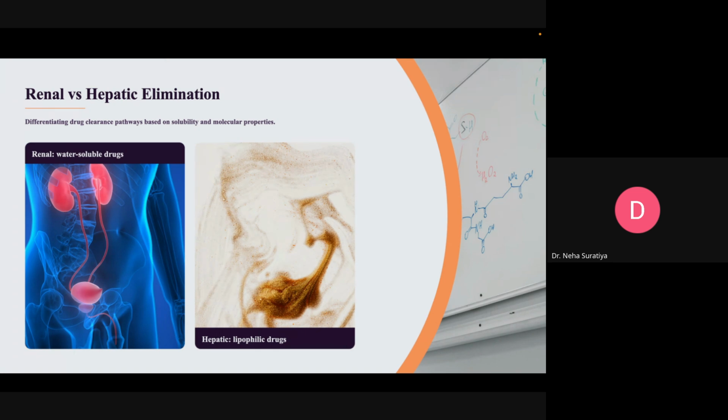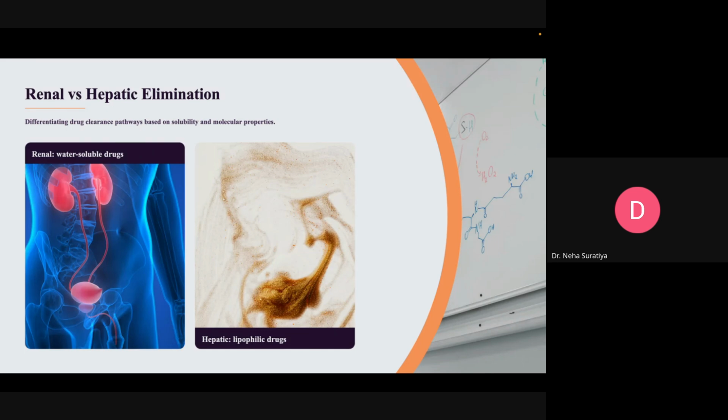Okay. Let's start with the very important comparison, renal versus hepatic elimination. Here you need to understand how exactly the drug is behaving inside the body. Water soluble drugs cannot cross the lipid membranes very easily, so they are excreted unchanged by the kidney. And some lipophilic drugs cross the membrane, so they need liver metabolism to become more water soluble. These two concepts you need to understand here.